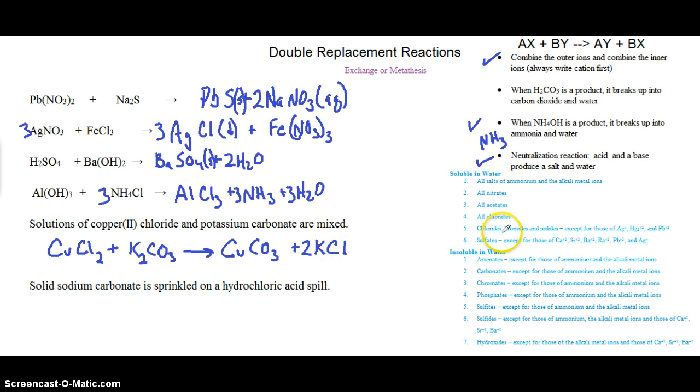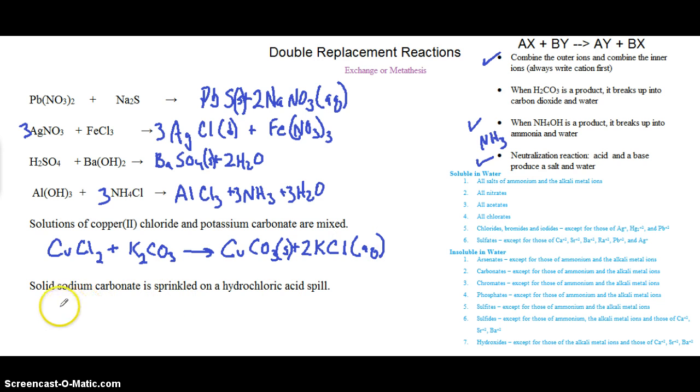Now, as far as which one is going to be my precipitate, the carbonates are insoluble unless you have ammonium carbonate or an alkali metal combined there. So what's going to happen here is that the carbonate will be my precipitate. So this would be a solid coming out of solution, and chlorides, if you notice, are soluble. And so in this case, this would be an aqueous.